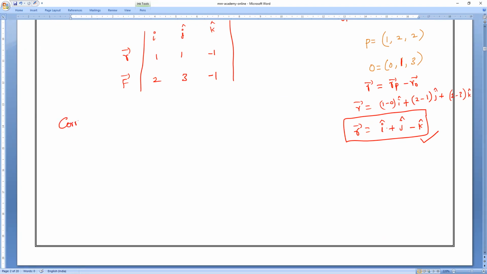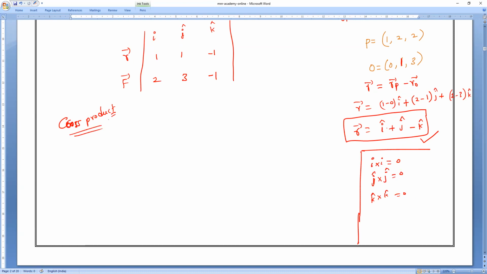We are all very familiar with this. So cross product. I cross I equals, J cross J equals, K cross K equals what will happen? I cross I, J cross J and K cross K, everything will become 0. So you have to be very careful. These are all the rules we have studied in the cross product. You have to remember that.